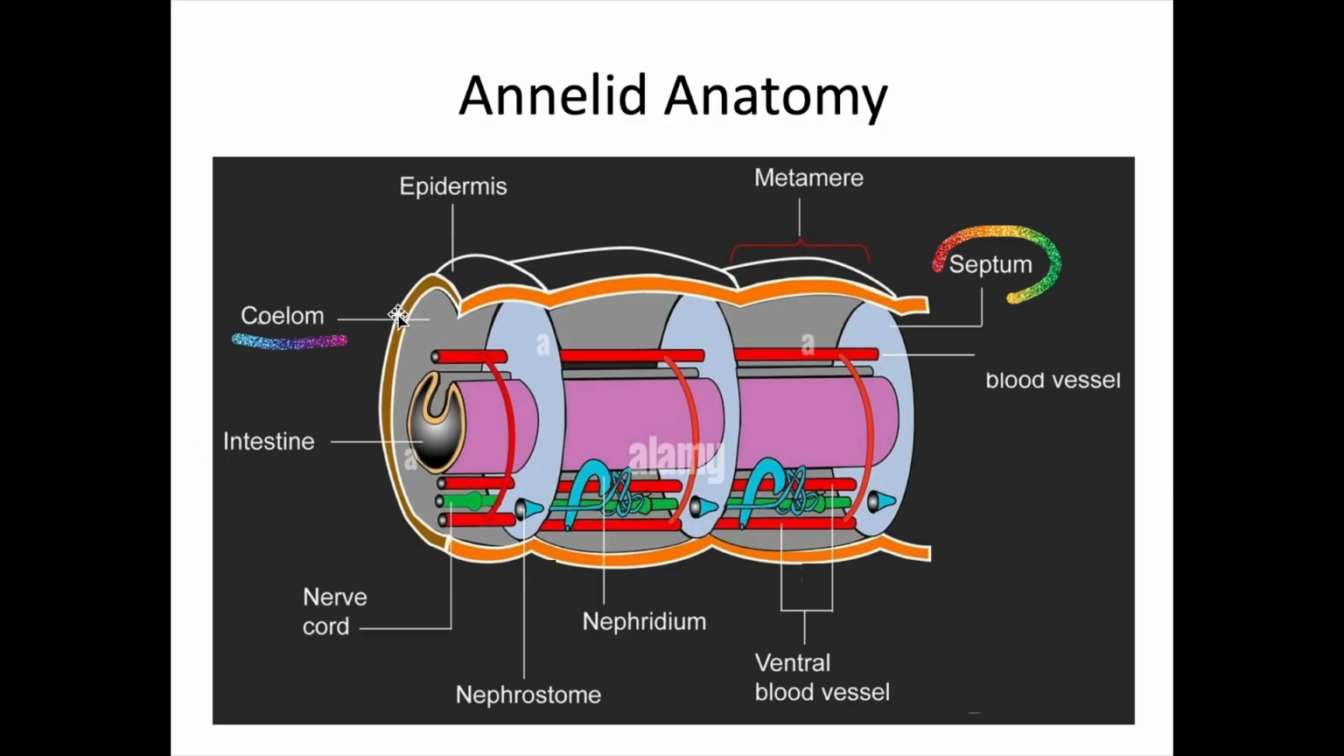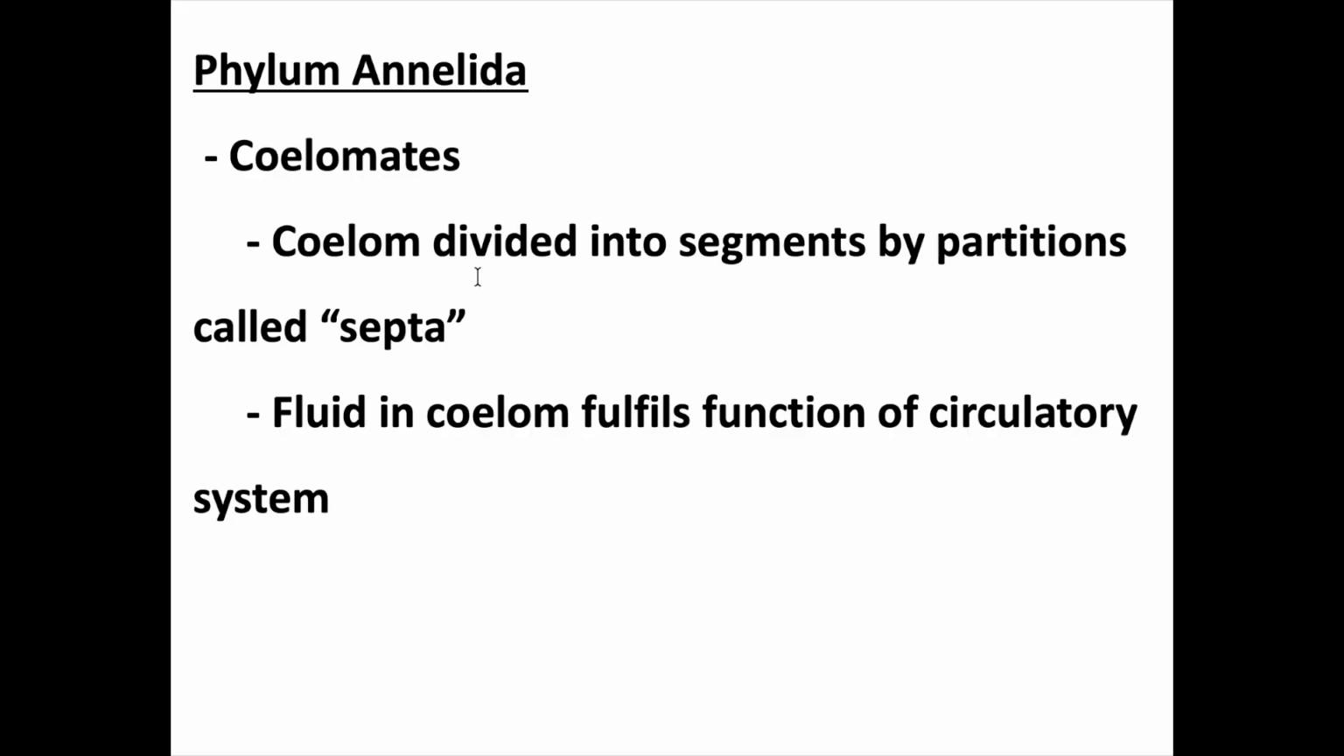So what is happening inside of this coelom? Well, there's circulation of stuff, of nutrients and gases. So each individual little compartment here has its own mini circulatory system. So that's the function that the coelom is fulfilling. So the coelom is divided into segments by partitions called septa, and fluid in this coelom fulfills the function of a circulatory system, again circulating things around.